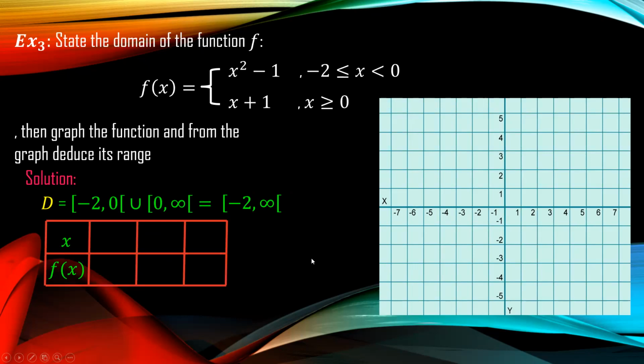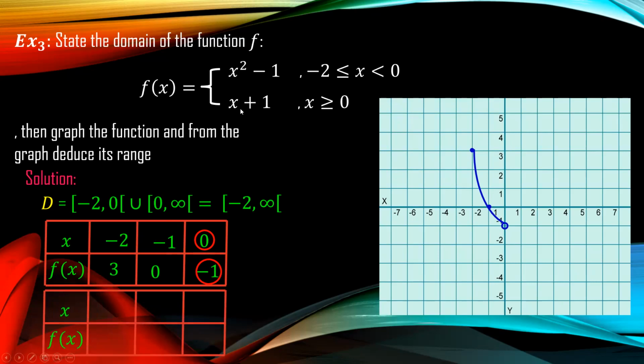To graph this function, construct a table like this, x and f of x. For the first rule, we substitute x by -2, -1, and 0 (open). When we substitute x by -2, -2 power 2 is 4, minus 1 is 3. -1 power 2 is 1, minus 1 is 0. 0 power 2 minus 1 is -1. We determine the position of these points, (-2, 3), (-1, 0), (0, -1), and we put a hole at the last one and join between the points.